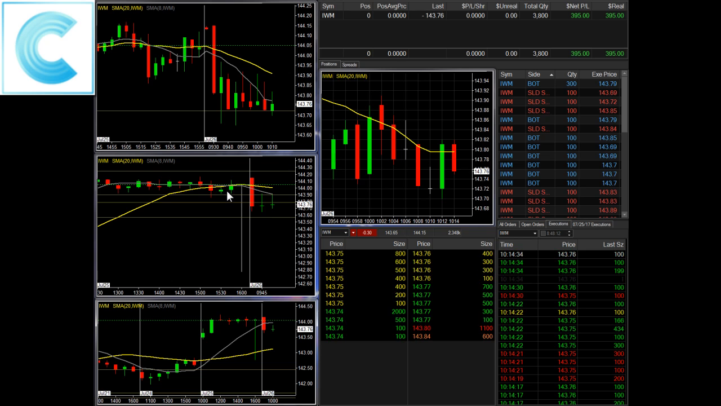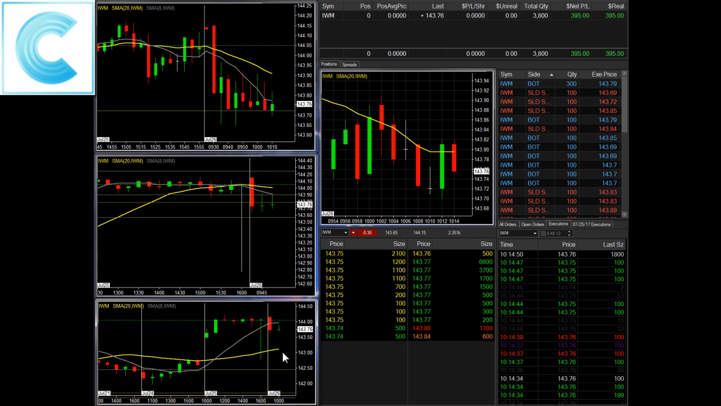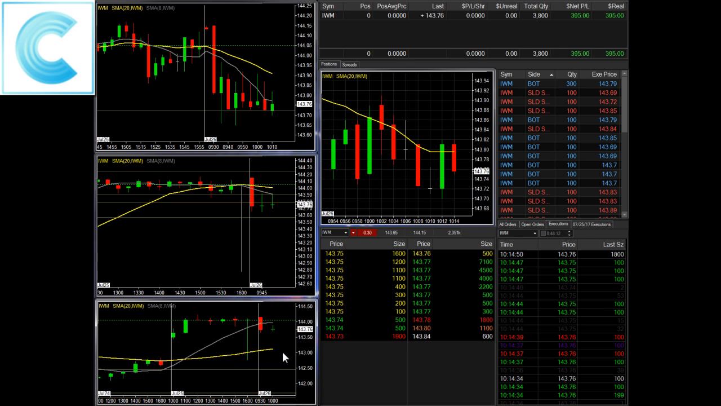Nonetheless, 15-minute chart, topping tail, starts off with a red bar, the next bar is a topping tail, the following bar is a topping tail. Not much indication of anything we can see on the hourly chart, so there isn't much to discuss there.